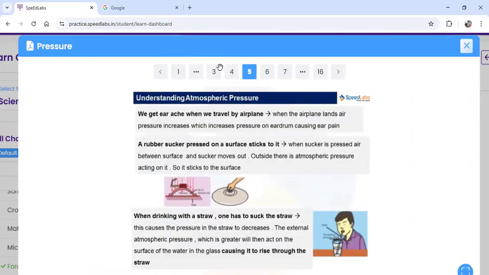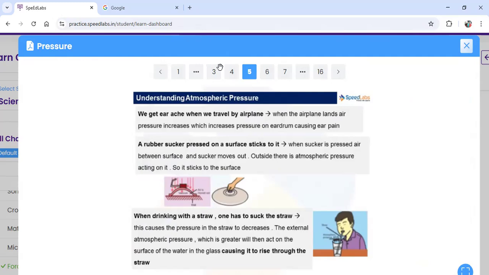Next, understanding atmospheric pressure, we get ear pain when we travel by airplane, yes or no? When the aeroplane lands, air pressure increases, which increases the pressure on the eardrum, causing ear pain, yes or no? So I think when you are traveling by flight, you will observe this ear pain.